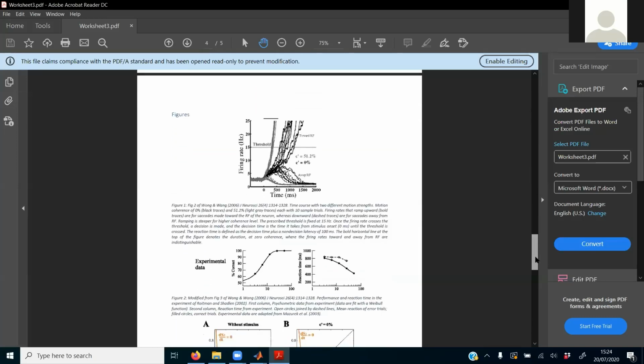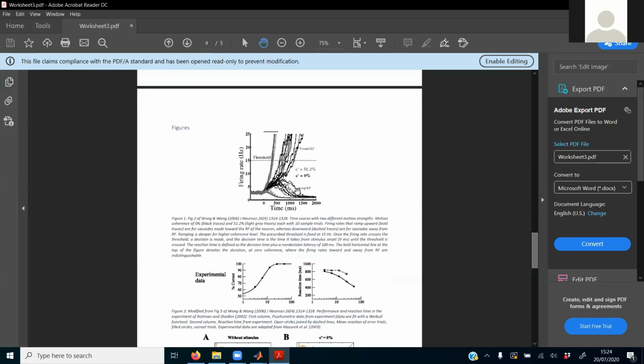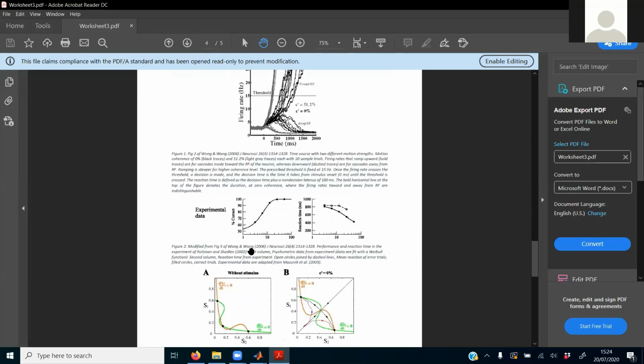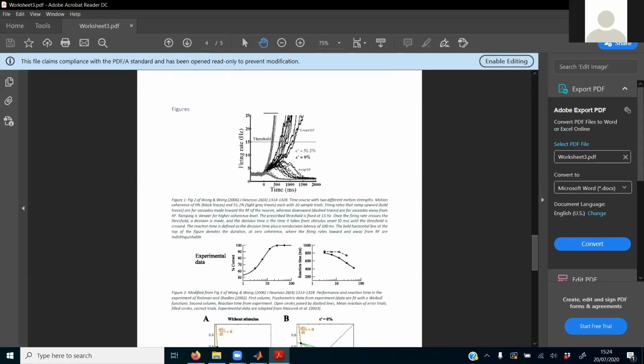So again, figure 1 showed the difference when we had coherence at 0%, where you can see it's quite slow to make a decision, and 51%, where it's quite fast to make a decision. If we look down here at the different coherences, what we expect to see from the data is that as the coherence increases, the number of correct guesses increases. So at 0%, it's around 50%. And also the reaction time decreases, which is what we saw up here.